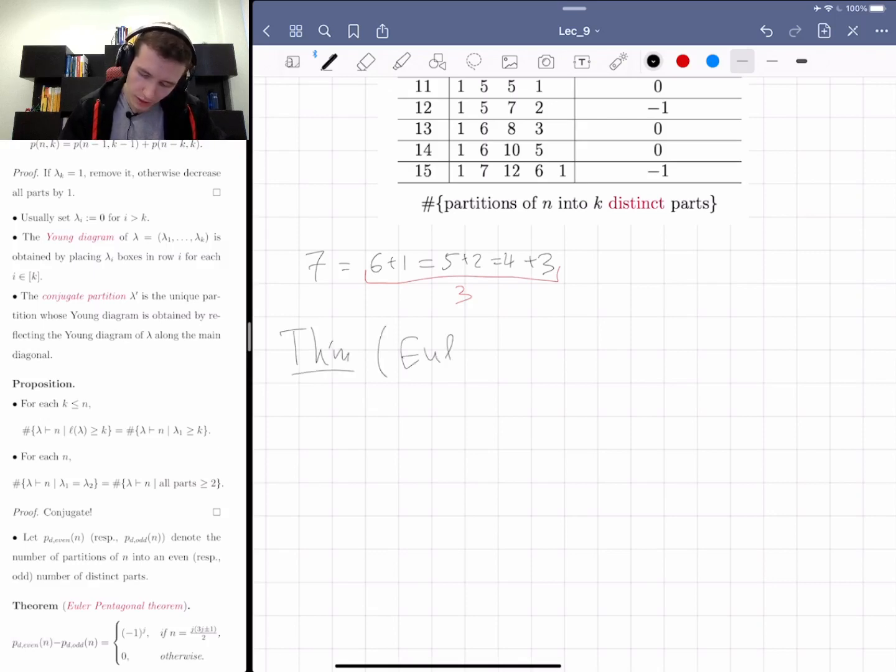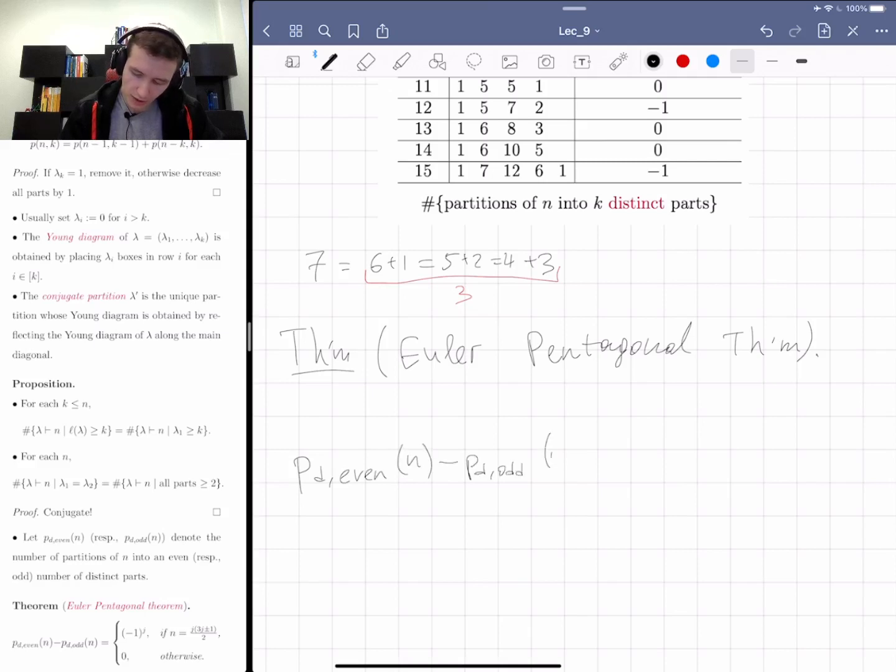Euler pentagonal theorem, which tells you that the difference between the even and the odd partitions into distinct parts is either +1 or -1 or 0. So it's (-1)^j if n is equal to j times (3j ± 1) over 2, and 0 otherwise.